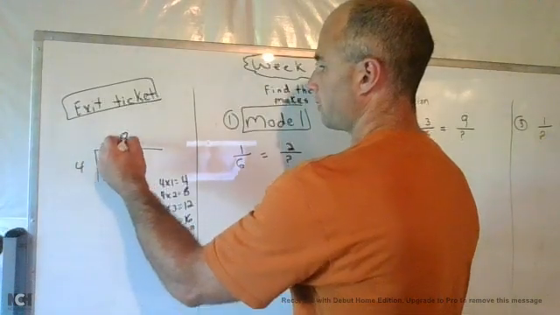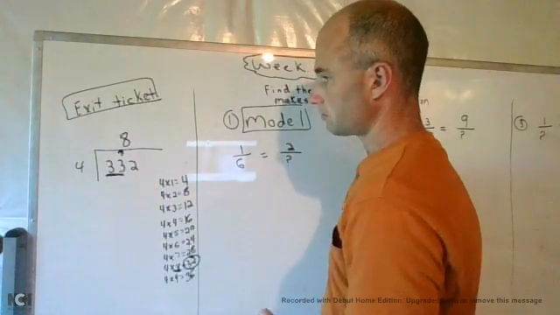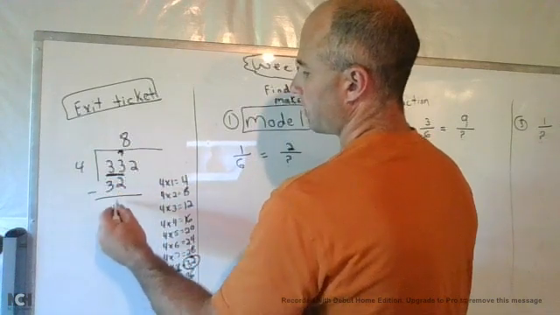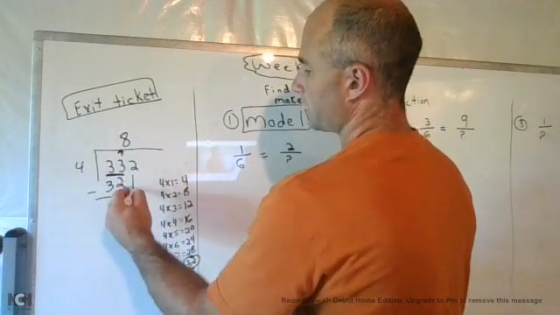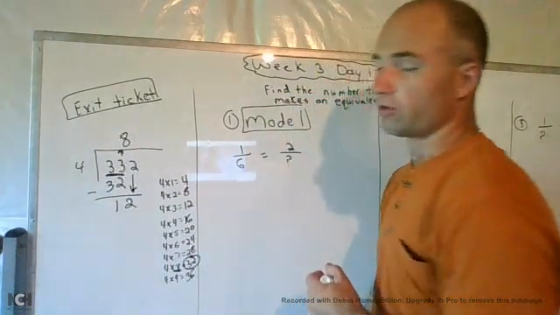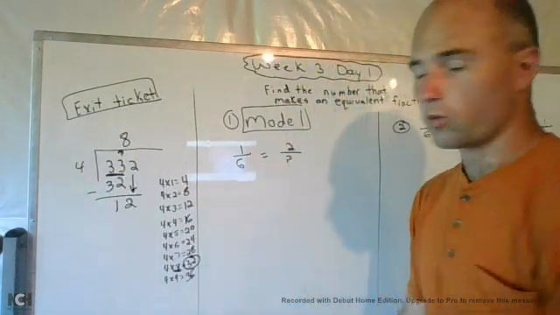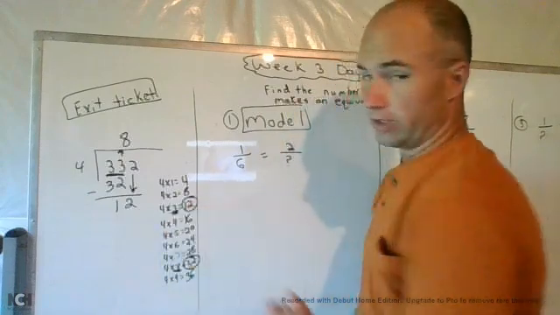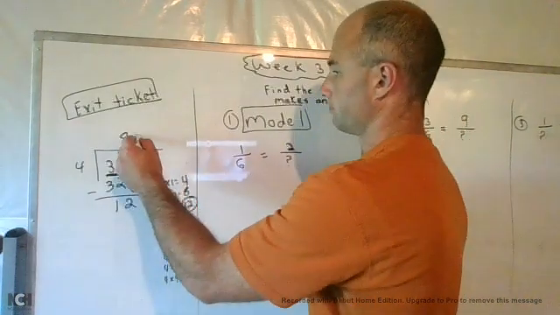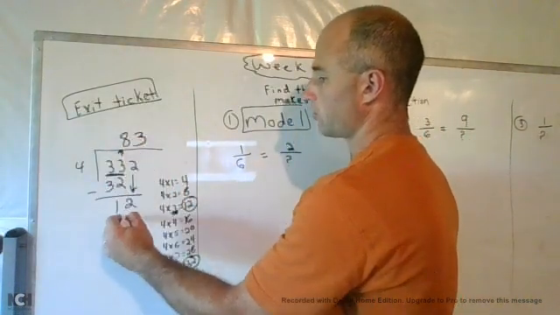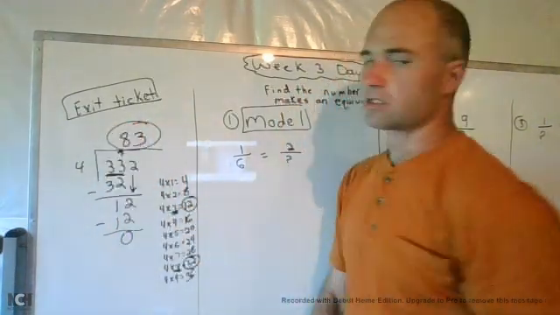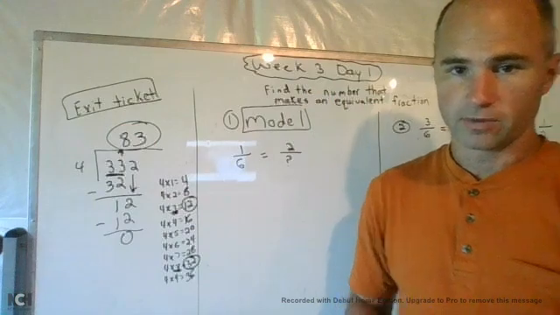We'll put that 8 above this 3. 8 times 4 equals 32. I subtract to get 1. I bring down the 2. Now I have 12. 4 goes into 12 how many times? 3 times. 3 times 4 equals 12. I subtract, I get nothing left over, giving me the solution of 83.